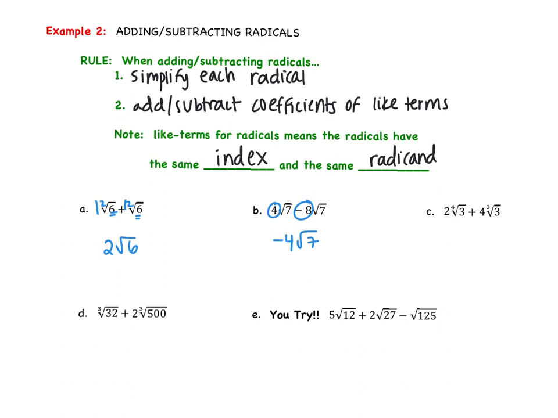C, similar idea. Can I simplify the radicals? No. I need to add or subtract coefficients of like terms. Here's where we need to be careful. We have a fourth root, and we have a cube root. These cannot be added. These are not like terms. So there's nothing else we can do here. That's the final answer.